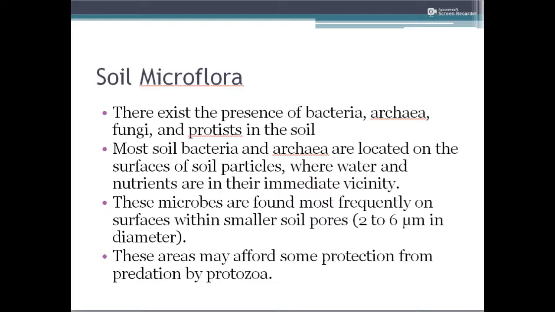Where there is water and nutrients, these bacteria as well as archaea will multiply, and they are usually found on the surface of smaller soil pores of about 2 to 6 micrometers in diameter. When they are hiding in these small soil pores, they get protected from predation by protozoans. Some of the protozoans are predatory, which means they will eat the bacteria. So to protect themselves from predation, the bacteria might hide in the small soil pores.